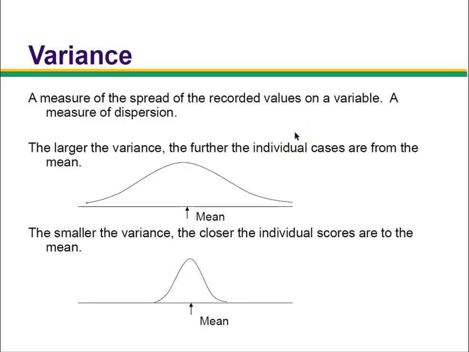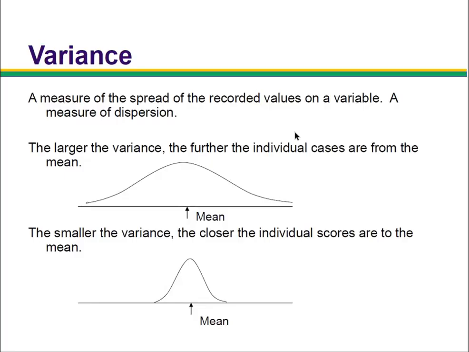Next, we have the variance and standard deviation. So these are more complex but more powerful measures of variability. Variance is a measure of the spread of recorded values on a variable. So the larger the variance, the further individual cases are from the mean. The smaller the variance, the closer they cluster around the mean.